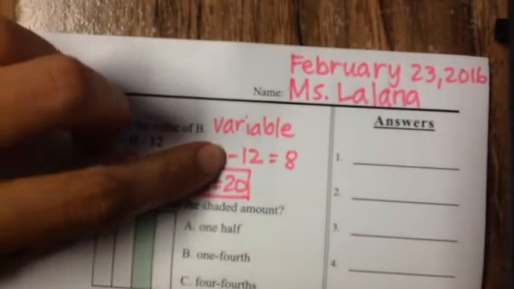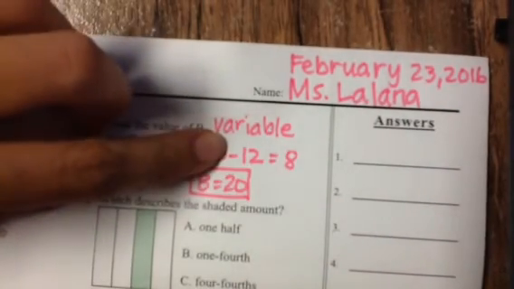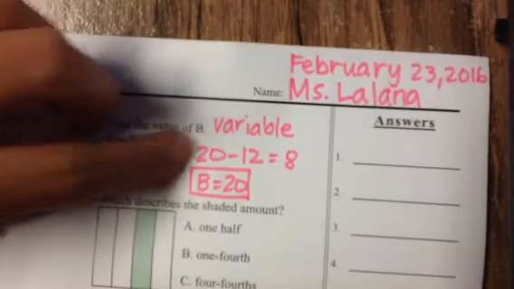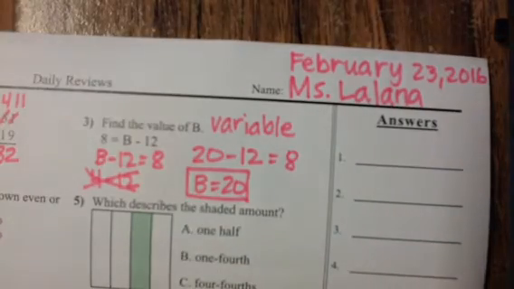Yeah, you can do the opposite of subtracting here to try to figure it out. You can do 8 plus 12 is what? 20. And you get the same answer. Okay, so that's a trick and a shortcut to figure those variables out.